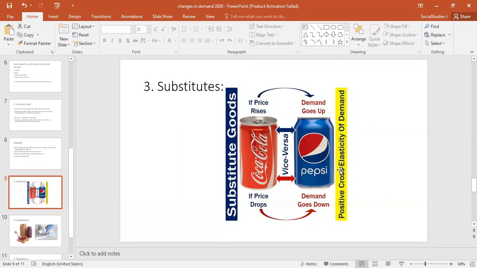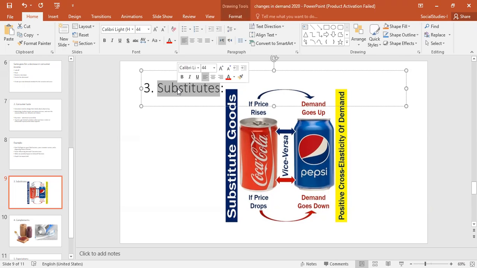Like Coca-Cola and Pepsi, they're perfect substitutes because they are basically the same good, just different brand names. So if I'm strolling in the supermarket and I see that the Coca-Cola can is $2.50, but the Pepsi can is on sale for $1, then automatically my demand for Coca-Cola is going to drop, because Pepsi is cheaper. So my demand for Pepsi is going to go up. This effect is called the substitution effect.